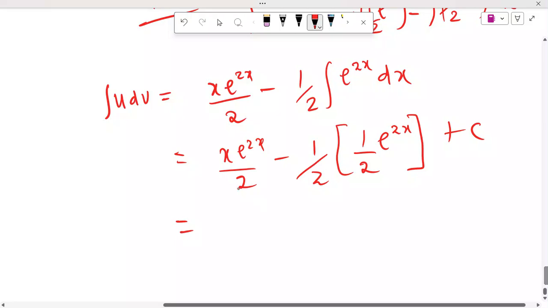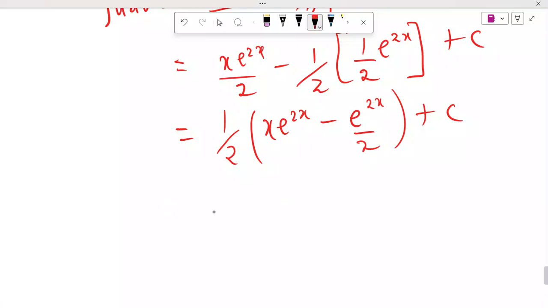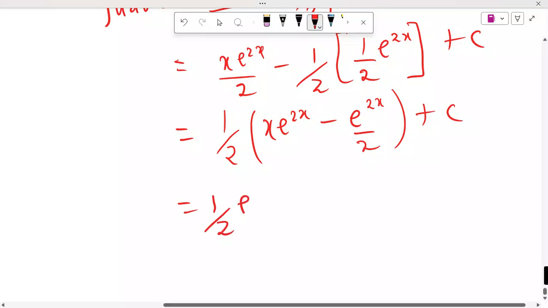This is same as, so we have a half here, 1 over 2, we can take it outside, so here we'll have x e to the power 2x minus, there will be half here again, e to the power 2x over 2, plus c. e to the power 2x is also common, we take it out. So we have 1 over 2 e to the power 2x, and here there will be just x, minus here there will be just half, plus c.